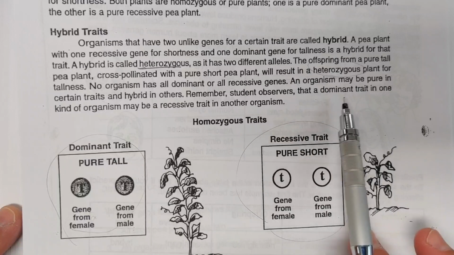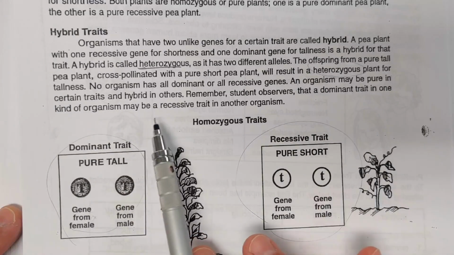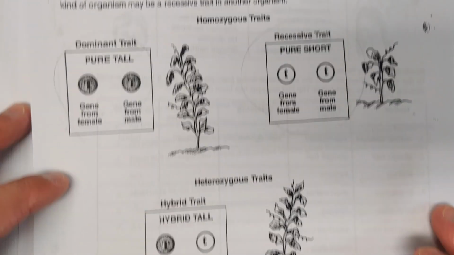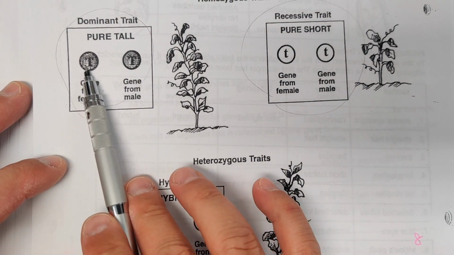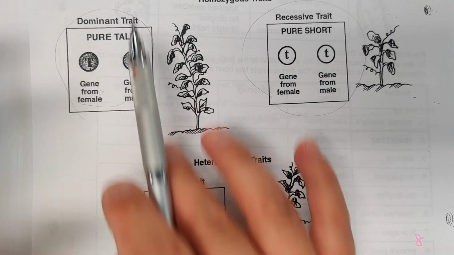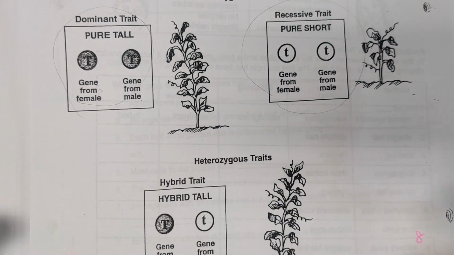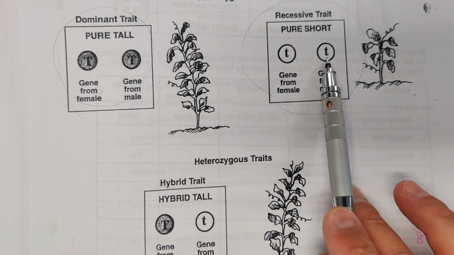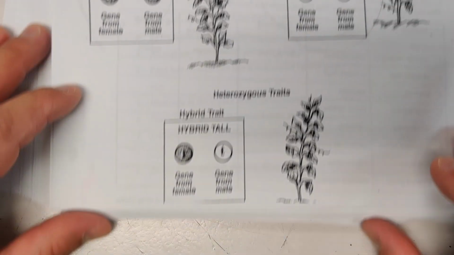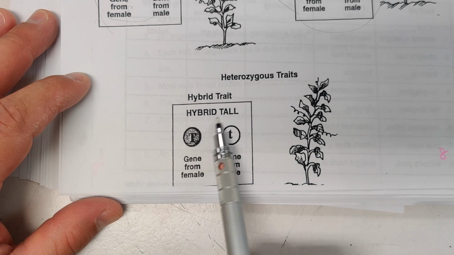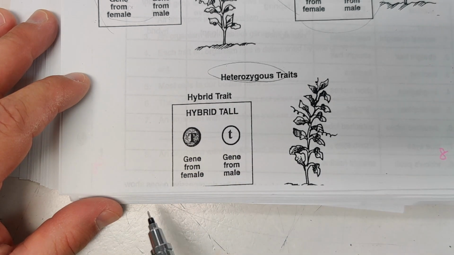Remember, student observers, the dominant trait in one kind of organism may be a recessive trait in a different kind of organism or species. So let's look. This plant can only give big T or big T, it doesn't matter when it splits up through meiosis. And this plant, if the pollen crosses, can only give a little t. So every single offspring is going to have one big and one little. So it's going to be hybrid, or we could call it a heterozygous plant.